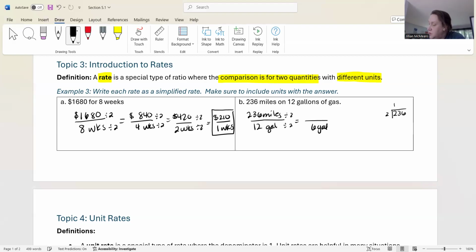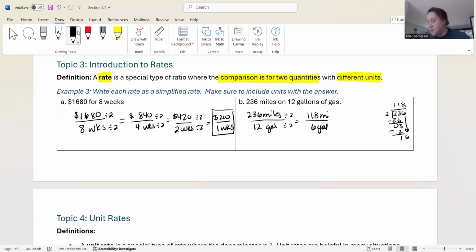So we divide by 2. 2 goes into 2 once. We drop down a 3, 2 goes into 3 once. We subtract the 2 and then drop down the 6. And 2 into 6 is 8. So we get 118 miles on 6 gallons of gas.